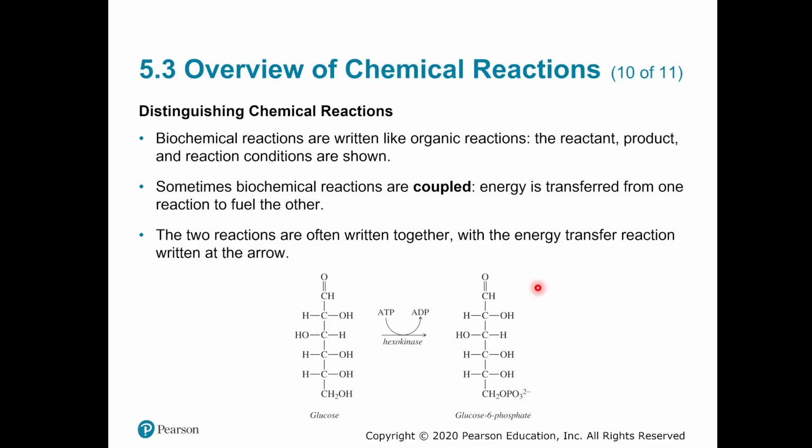Okay. So we'll oftentimes have in biochemistry two reactions that will be written together, and we'll have an energy transfer reaction that's written at this arrow right here. And that's why that's written like that. That's what the ATP is there for. It's literally transferring energy into this. Okay? And then we'll have another reaction over here, and this will be harvesting that energy.